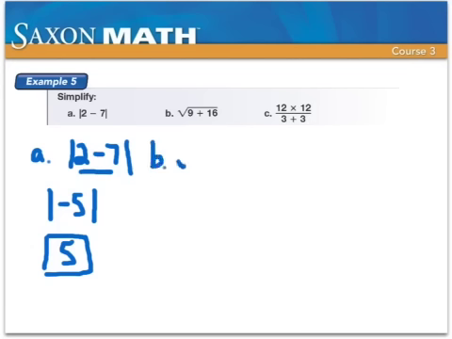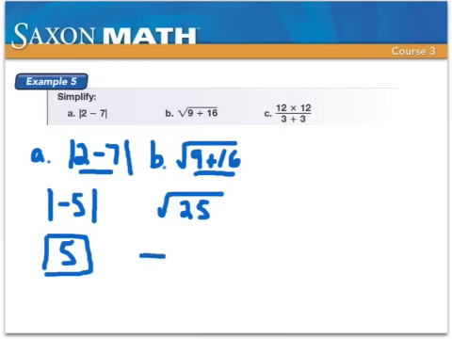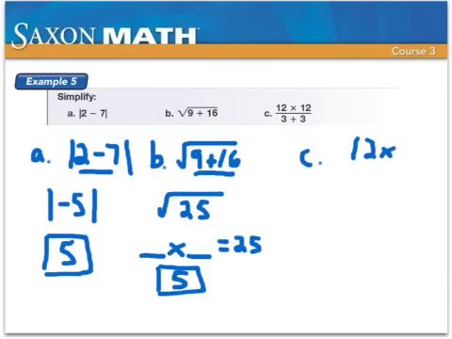Alright, let's try B. Rewrite the problem first. First thing we need to do when we have square root signs is do what's under the square root. I'm going to keep my square root sign, and 9 plus 16 is 25. Now remember, Mr. Ayers wants you to show your work on these, so square root of 25 means what times itself equals 25. And that answer, again, is 5, because 5 times 5 is 25. Alright, let's try C. First, rewrite the problem.